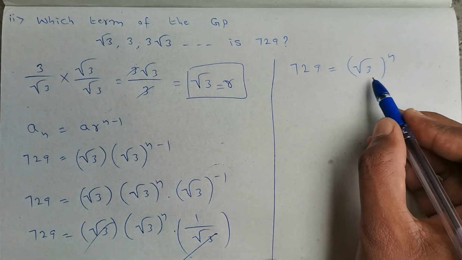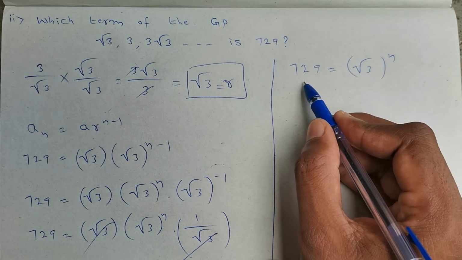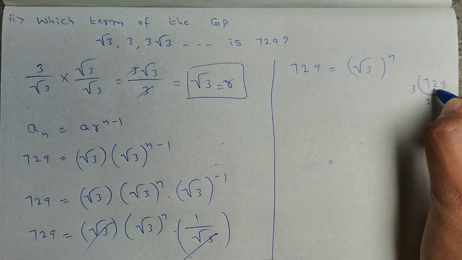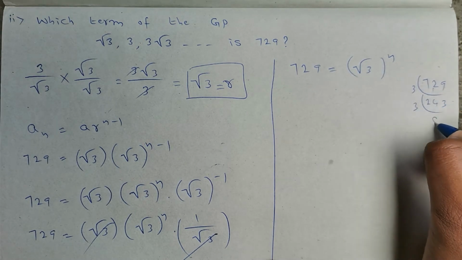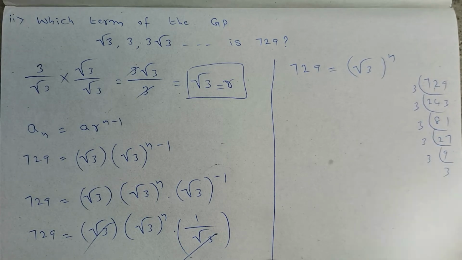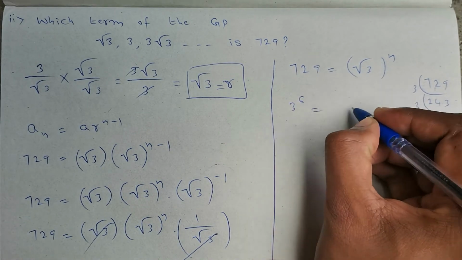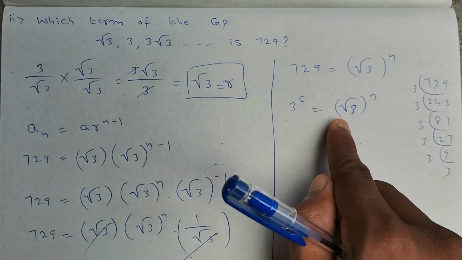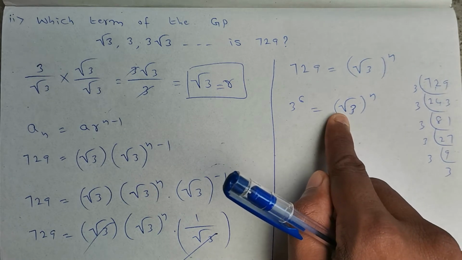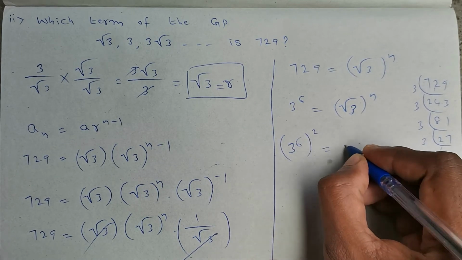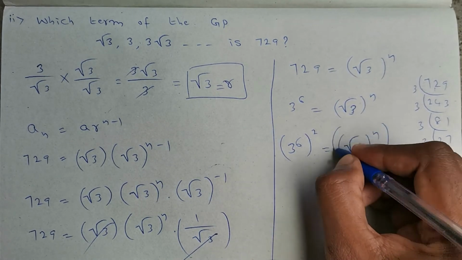Now here 3 is there, means this 729 also will compulsorily come in the table of 3 only, so I am going with the factorization. 3 2s are 6, 3 4s are 12, 3 3s are 9, 3 81s are 243, 3 27s are 81, 3 9s are 27, 3 3s are 9. 1, 2, 3, 4, 5, 6. So 3 power 6 is equal to root 3 whole power n. Observe, here it is 3, here it is root 3. So to remove this square root, I will do squaring on both sides. 3 power 6 whole square is equal to root 3 whole power n whole square.